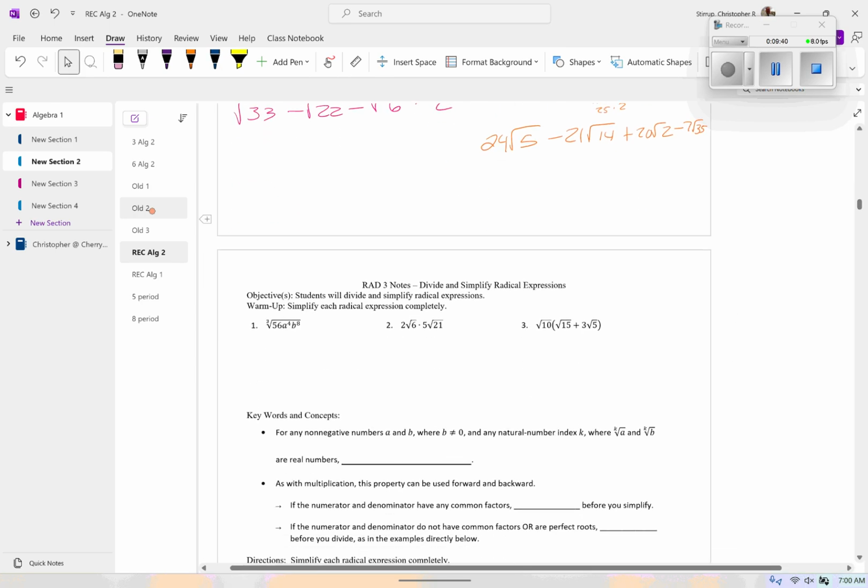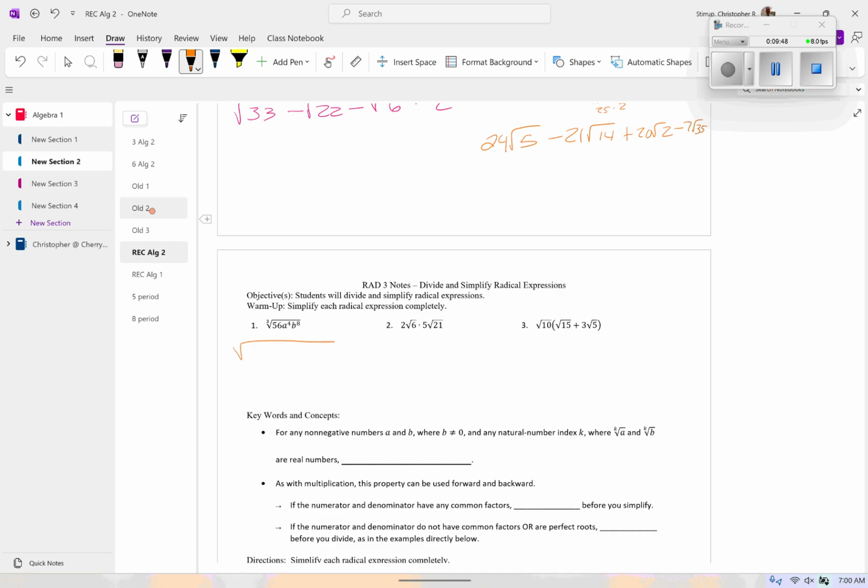All right, let's take a look at the notes on this page. So we're looking for the 3 of a kinds like we've been talking about. So let's start breaking it down. 56 breaks down to what? 8 times 7, because 8's the perfect cube. I'm going to make the a to the fourth, a to the third times a. And then b to the eighth, I'm going to make b to the sixth, b to the second.